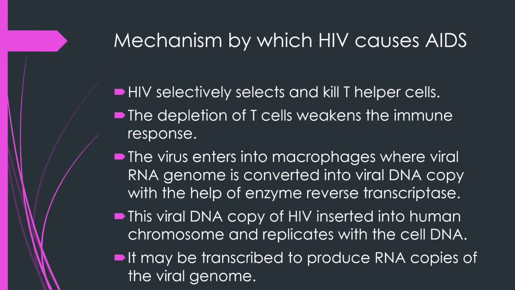Now, the mechanism by which HIV causes AIDS. HIV selectively targets and kills T helper cells. You know well, T cells make up the immune system of the body. They are a very important part of the immune system. And when these T helper cells are killed, there occurs a depletion of T cells, and as a result the immune system becomes weak.